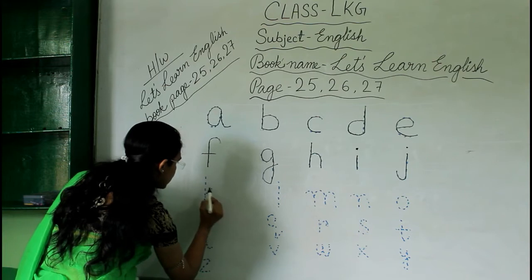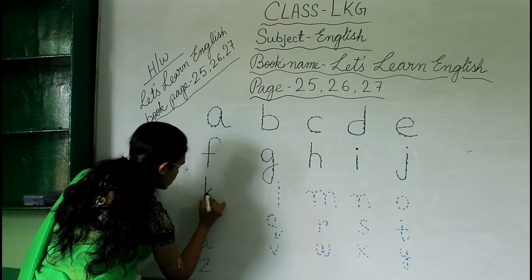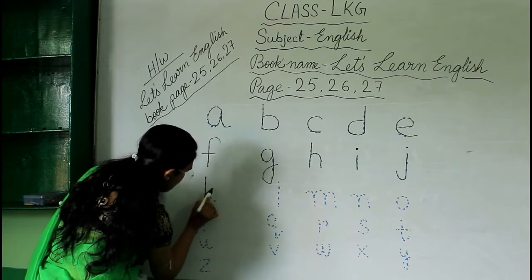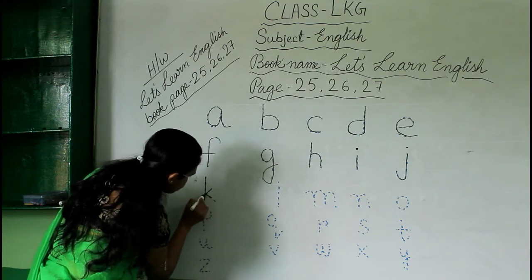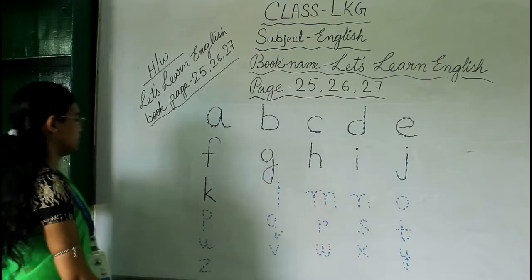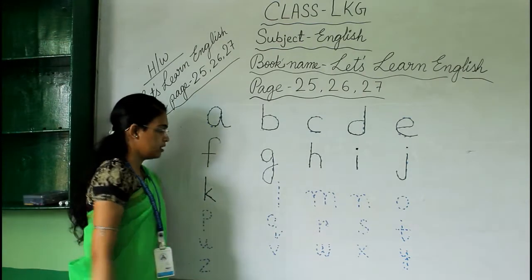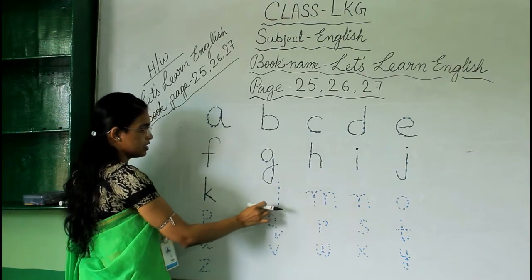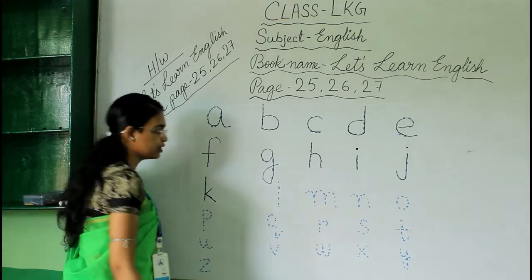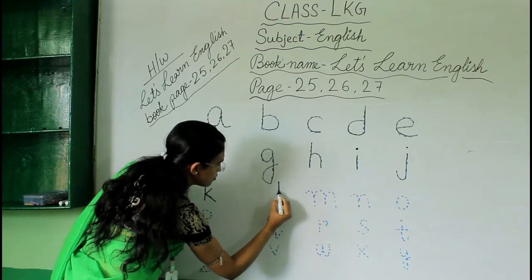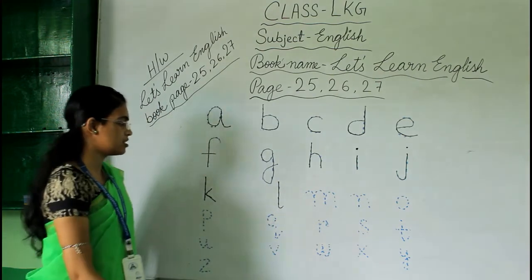For small letter K, what we have to do? First we have to draw a straight line. Then we have to draw a slanting line from up to down, then from down to up, then again from up to down in this way. You have to draw an arrow. This is small letter K. Then which letter is this? This is small letter L. For making this small letter L, what we have to do? We have to draw a straight line like this. Then a small curved line like this. This is L.